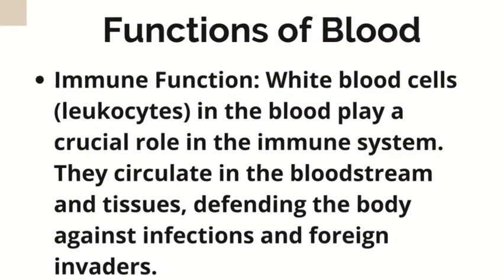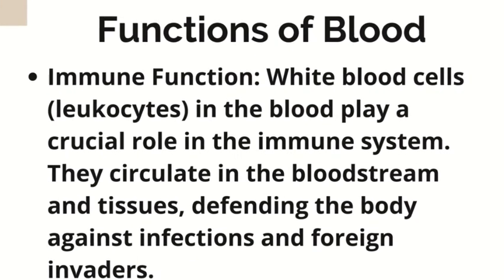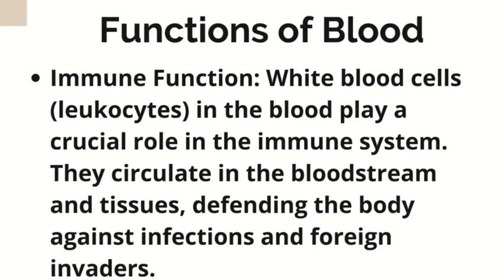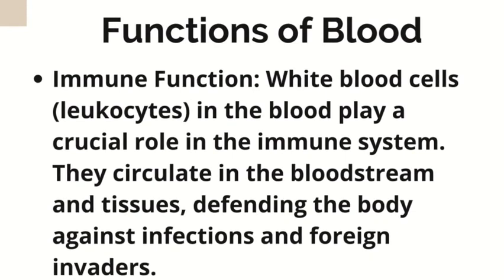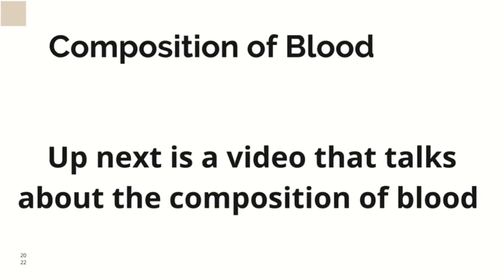Another function of the blood is immune function. White blood cells, which are called leukocytes, play an important role in the immune system. They circulate in the bloodstream and tissues, which defends the body against infection and foreign invaders, such as bacteria. The coordinated efforts of the white blood cells and antibodies help identify and neutralize these bacteria.